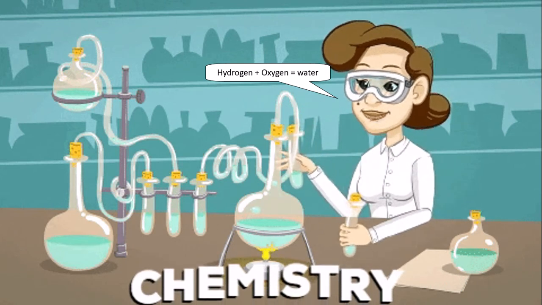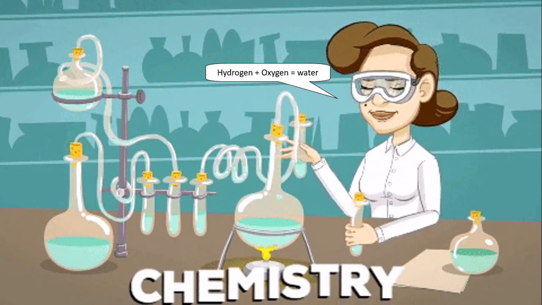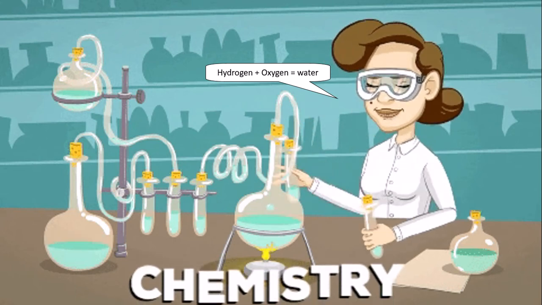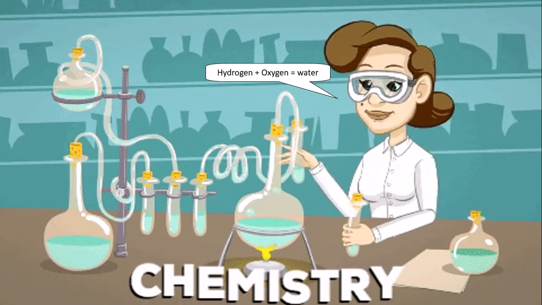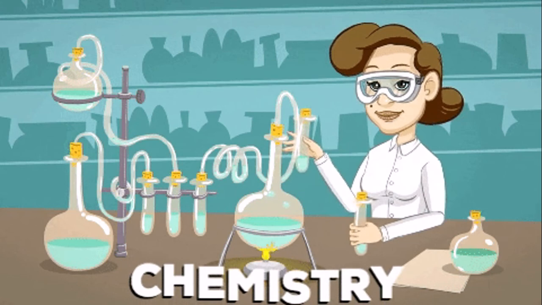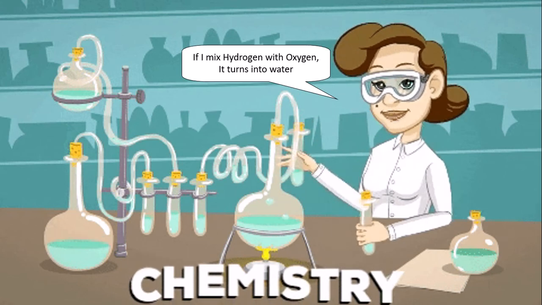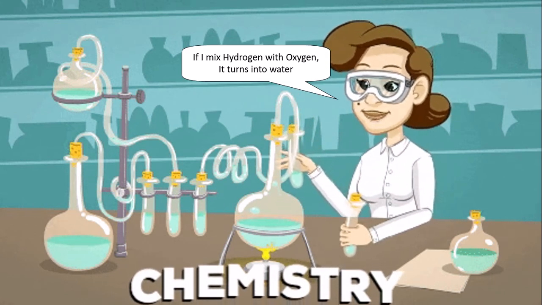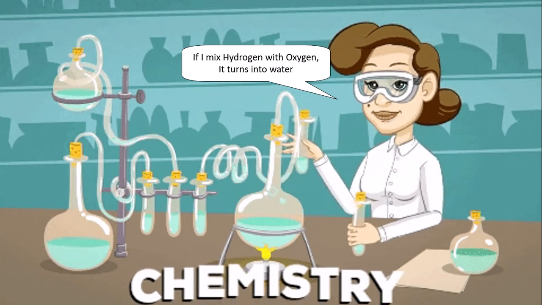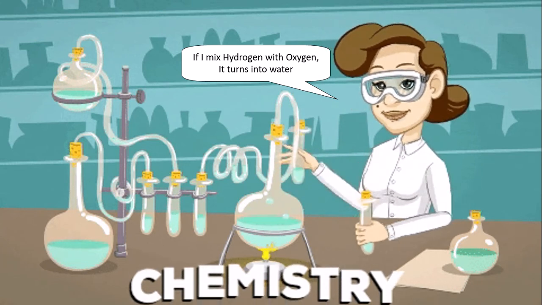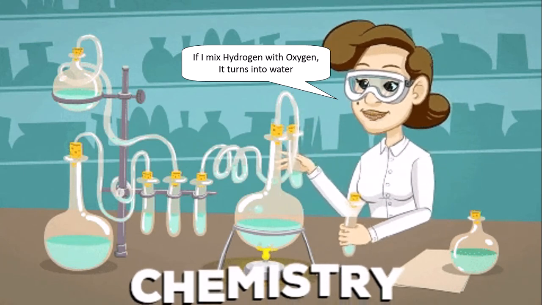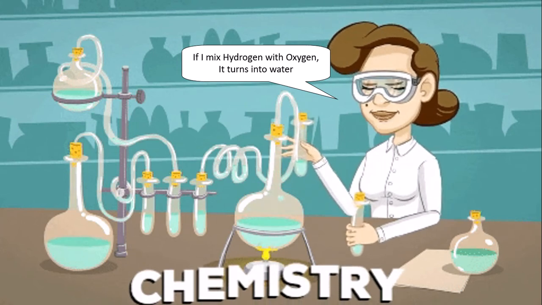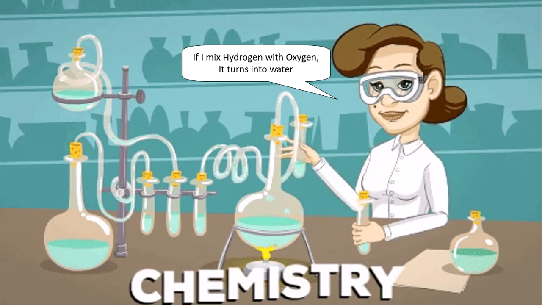We have this scientist doing some experiment in her lab, and she is telling us that hydrogen plus oxygen equal water. She is telling us that if I mix hydrogen with oxygen, it turns into water. So as you see here, we have a scientific truth. And here we use a zero conditional. Both verbs, mix and turns, are in the simple present, and we have two clauses.